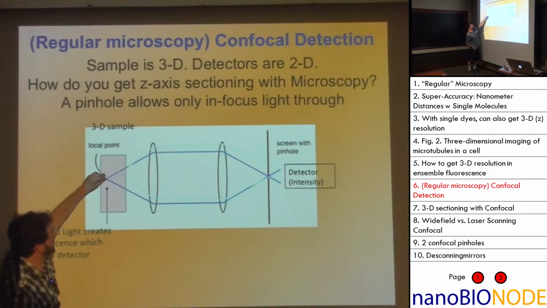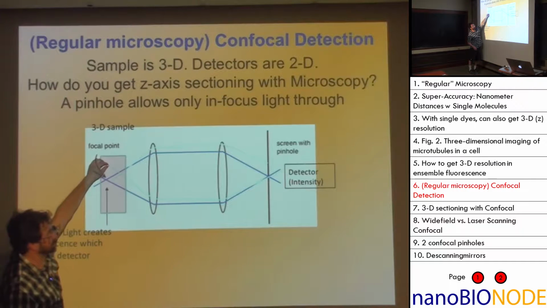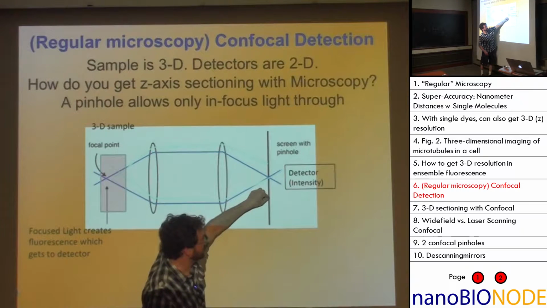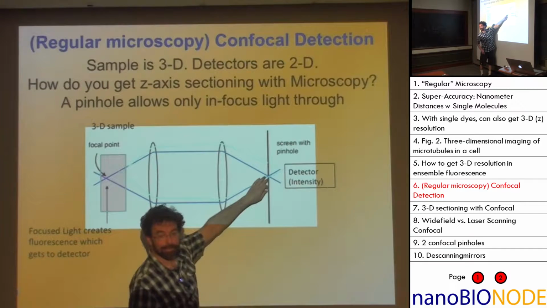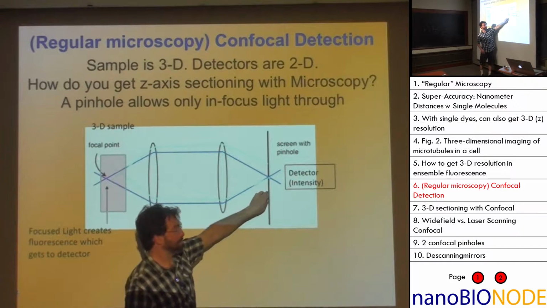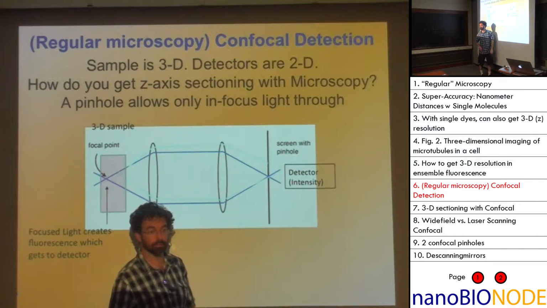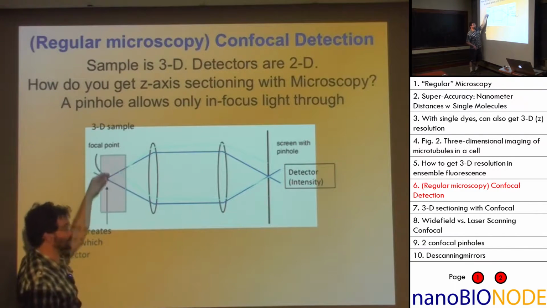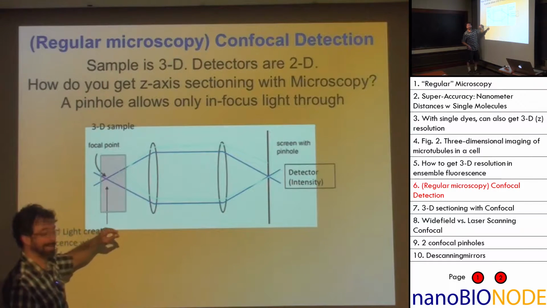And so if you have an arrow over here, this guy will be focused right over here. And is the pinhole right over here? No, it's not going to hit your detector at all. So you're getting X and Y discrimination.